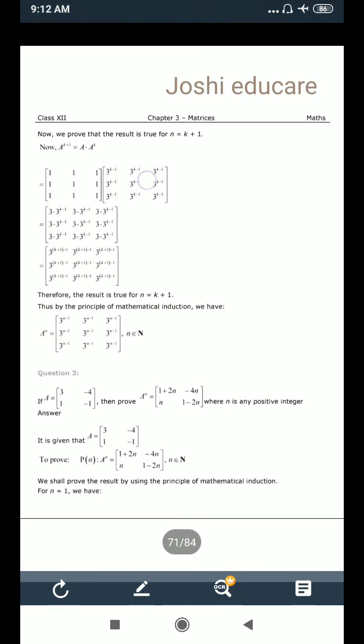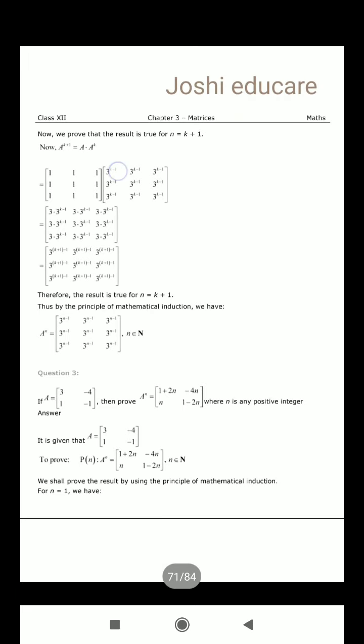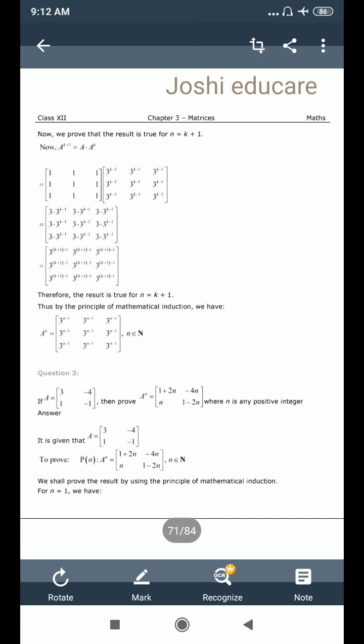Now you multiply both. By simple multiplication, it will be 1 into 3 raised to power k minus 1, and in this way the first term will be 3 into 3 raised to power k minus 1, and 3 into 3 raised to power k minus 1 will be 3 raised to power k. Alright, so in this way, we can prove this question also.